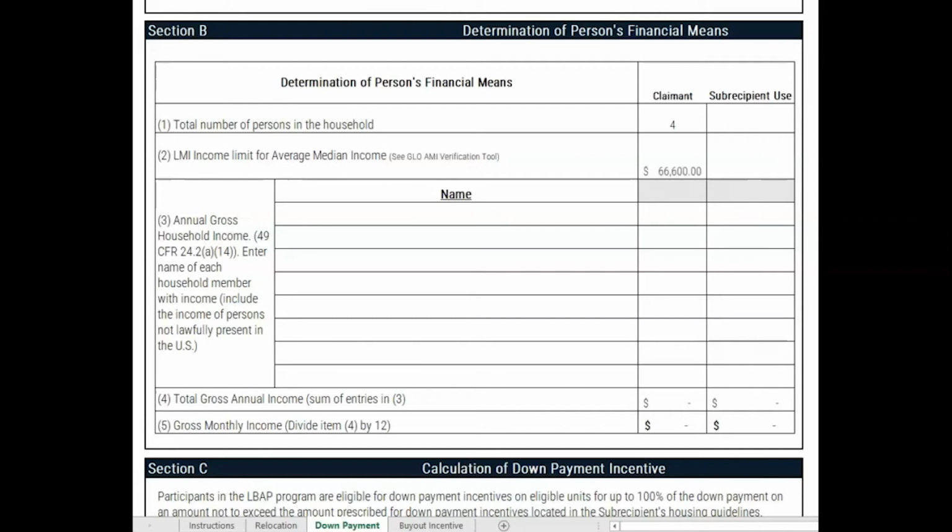In number 3, applicants should enter the name of each household member with income and their associated annual income in the claimant column. The household members and income information should match what was reported on the adjusted gross income and area median income verification form. In number 4, the income of the household members listed in number 3 will automatically total. Then in number 5, the annual income is divided by 12 to get the gross monthly income.